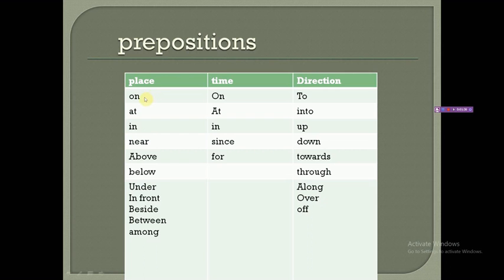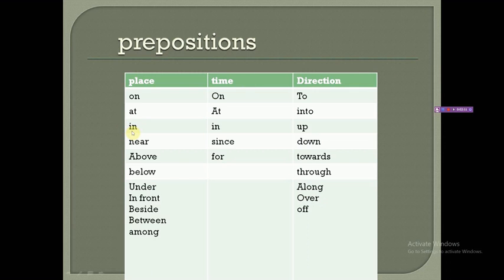For example, I live on MG Road. The cat is on the table. So on is a preposition which denotes some place. Now moving on to at. We met at the railway station. So at is a preposition which tells about some particular point. At the railway station, at an airport, at school, at college.